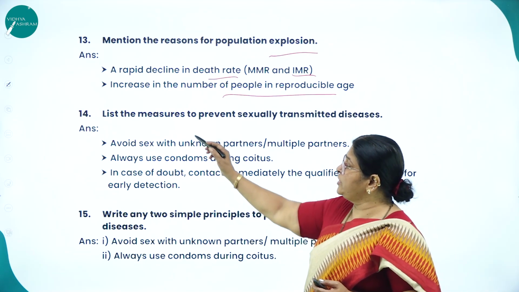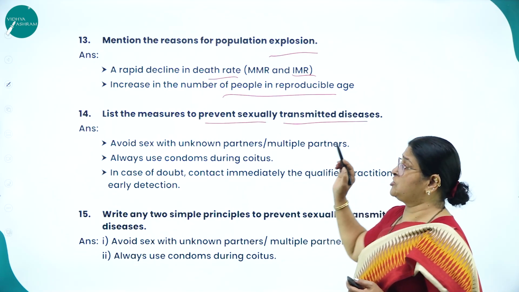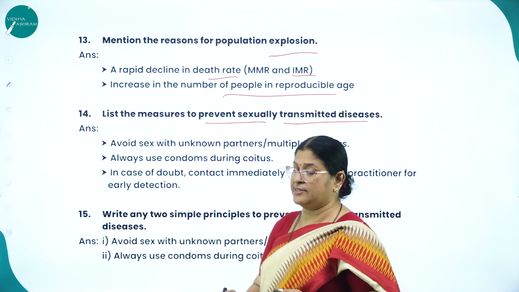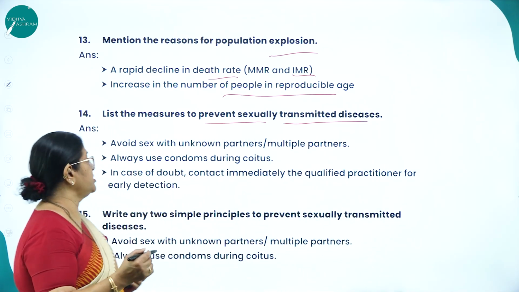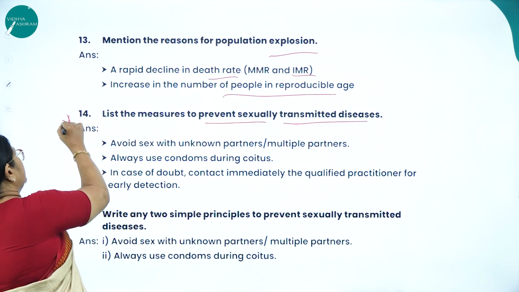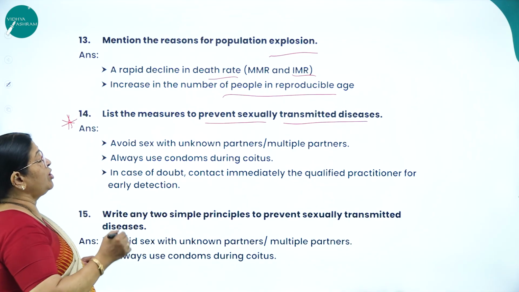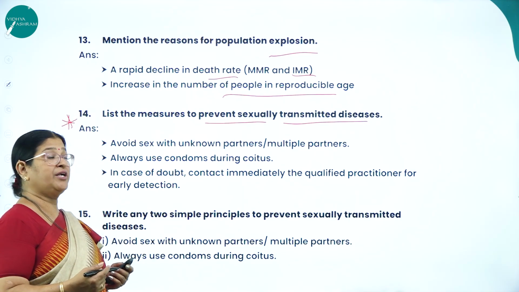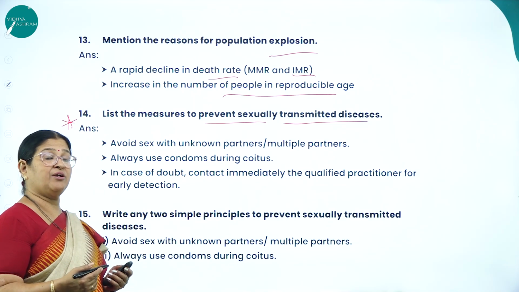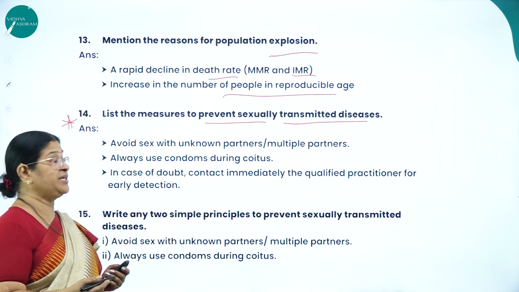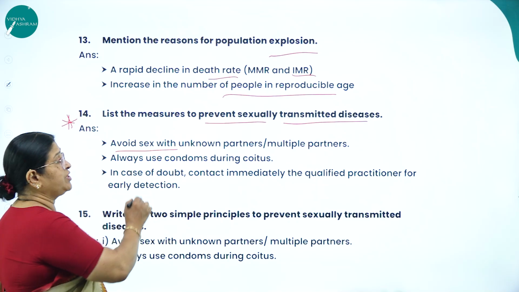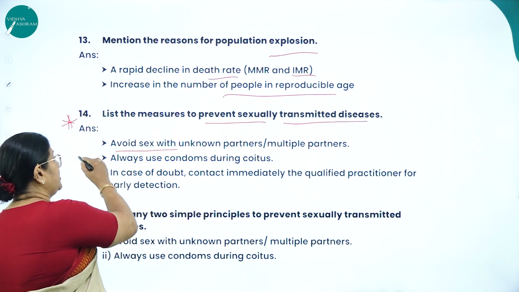Next, question number 14. List the measures to prevent sexually transmitted diseases. So this is one such question which is usually asked in the examination. So what are the measures that are implemented to prevent getting contaminated or getting infected with sexually transmitted diseases? Avoid sex with unknown partners or multiple partners.